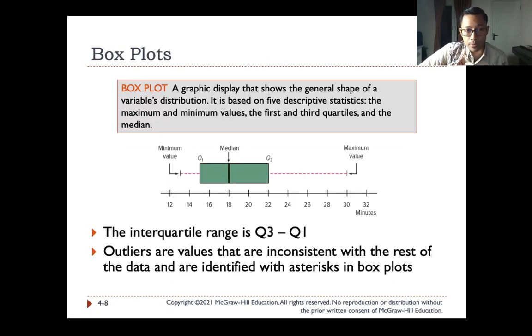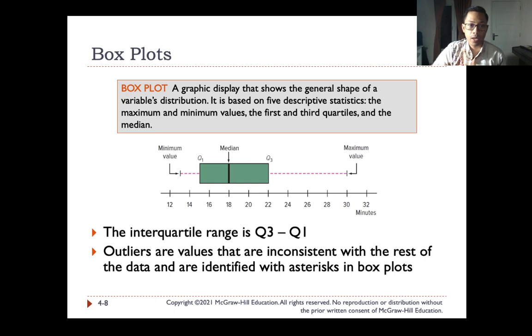Now, a box plot is a graphic that displays the general shape of a variable's distribution. It is based on 5 descriptive statistics: the maximum, the minimum values, the first and the third quartiles, and the median. Given the first and the third quartile, you'll be able to calculate the interquartile range. Given the minimum and the maximum, you'll be able to get the range. So in a box plot, you can get the range, and you can get the interquartile range.